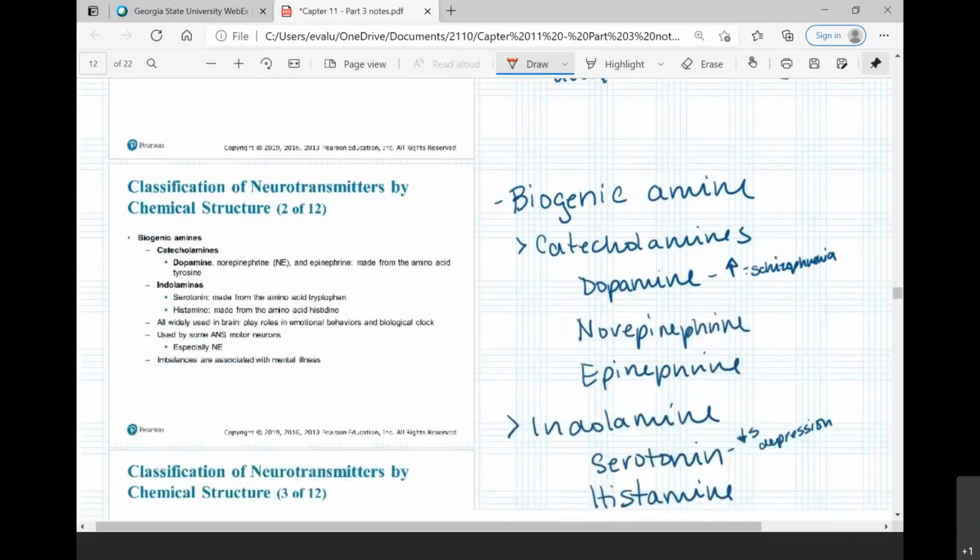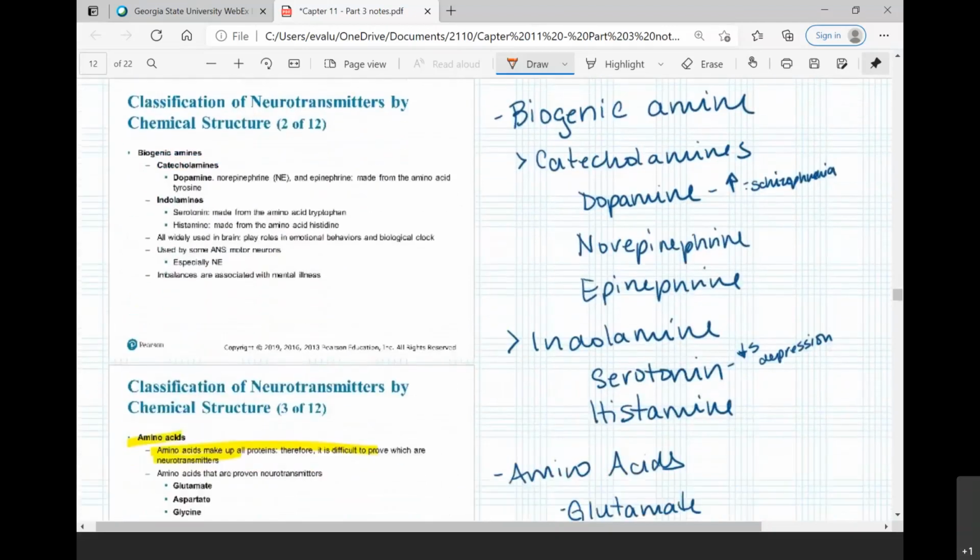Okay, then we've got another structure called biogenic amines. Amines are basically going to say that there's going to be a nitrogen somewhere in the structure. Again, we're not going to dive too deep into that. You don't really need to know the difference between the catecholamine and the indolamine, but a biogenic amine is going to cover dopamine, norepinephrine, epinephrine, serotonin, and histamine. Whew. So let's talk through those.